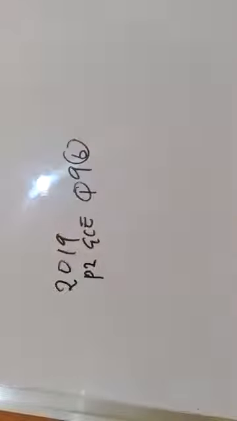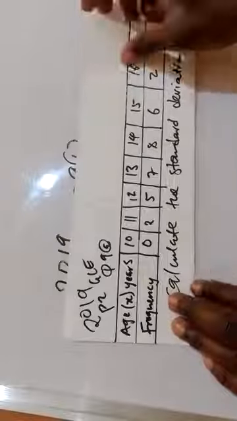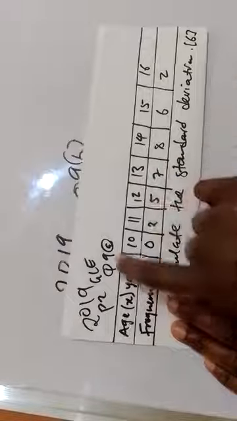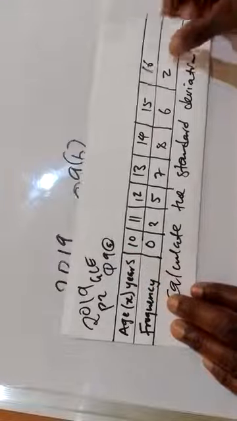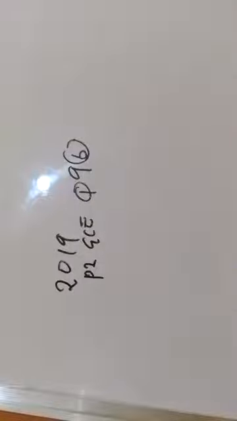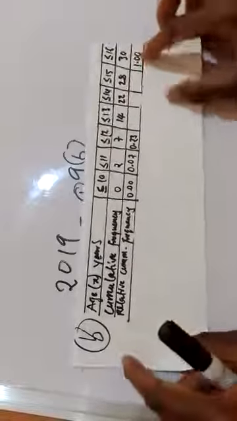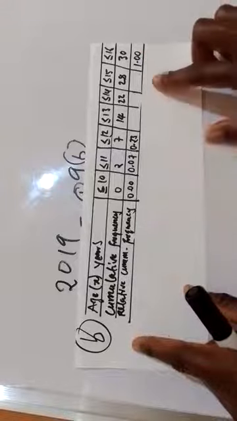The question reads, using the table above, copy and complete the relative cumulative frequency table below. Which table above? This table here, which is in question 9a. So using the table above, copy and complete the relative cumulative frequency table below. That table below I had constructed already for you. So it's this one. They want us to complete this table here.